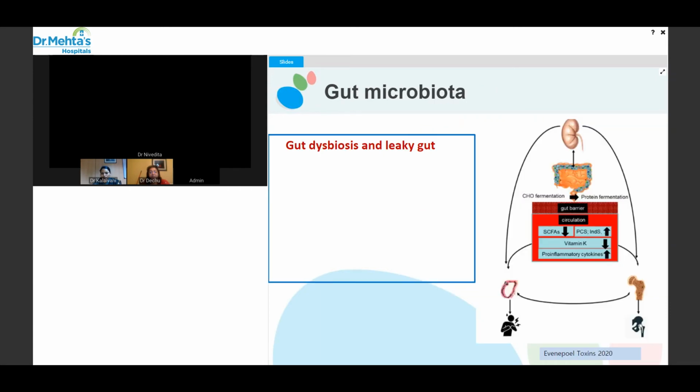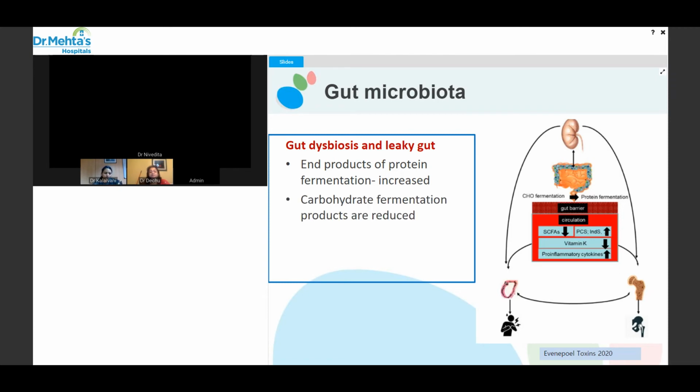The gut-kidney axis is a hot topic in chronic kidney disease, and CKD mineral bone disease is not spared from this. The gut dysbiosis occurs in the form of increased products of protein fermentation, like the p-cresyl sulfate and the indoxyl sulfates. There is a reduction in the protective carbohydrate fermentation products, like the short-chain fatty acids, and vitamin K deficiency due to several reasons occurs in chronic kidney disease. Along with this, there is a leaky gut, which results in the absorption of endotoxins, which have a pro-inflammatory role. All these have implications on mineral bone disorders.